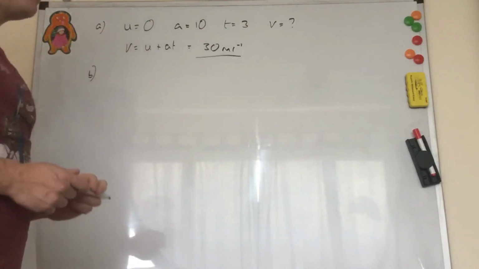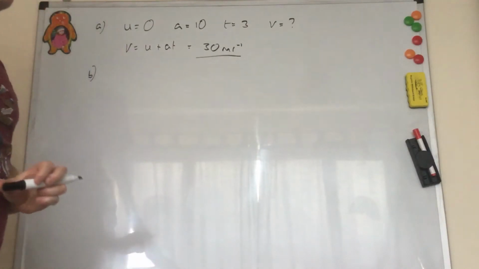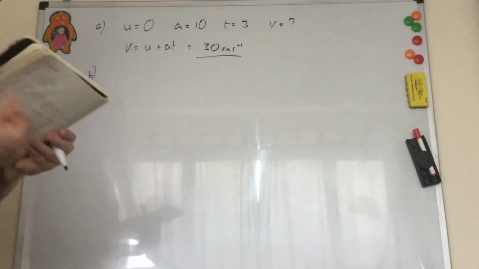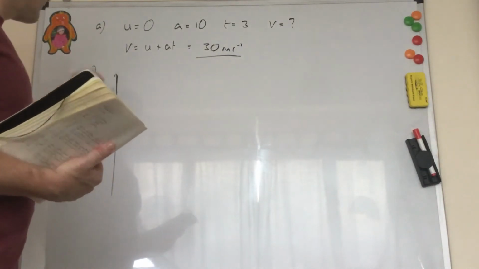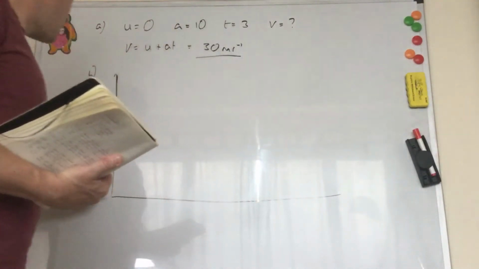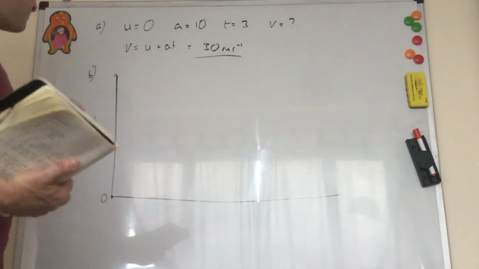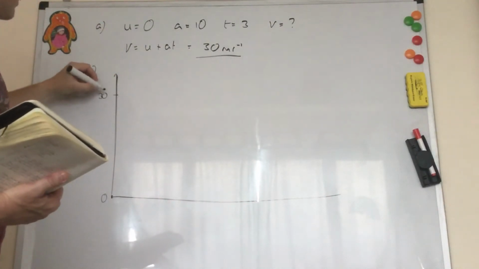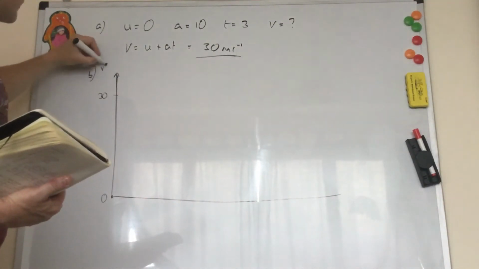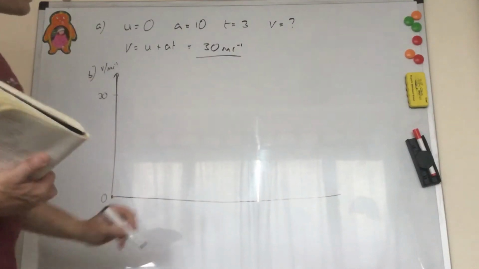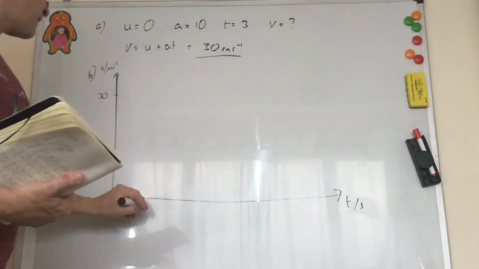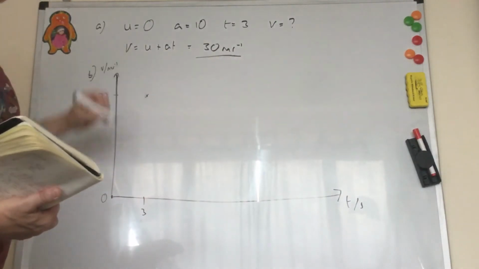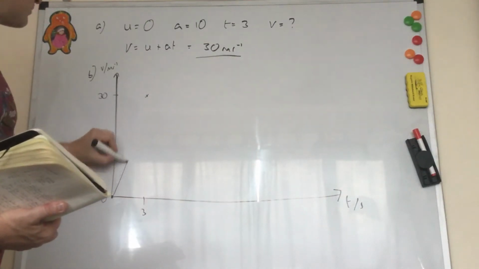Alright, part B. Sketch a speed-time graph for the motion of the parachutist from 0 to T. So she starts off at 0 metres per second and goes up to 30 metres per second. So that's v in metres per second, and time in seconds. At 3 seconds she's travelling at 30 metres per second.